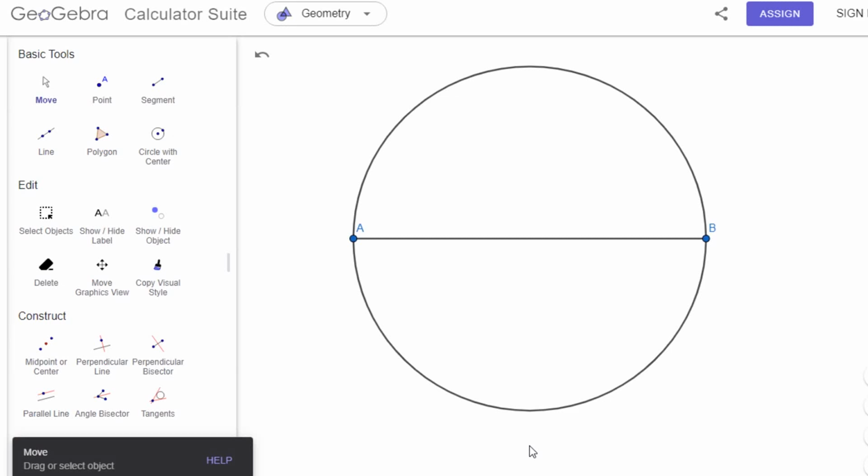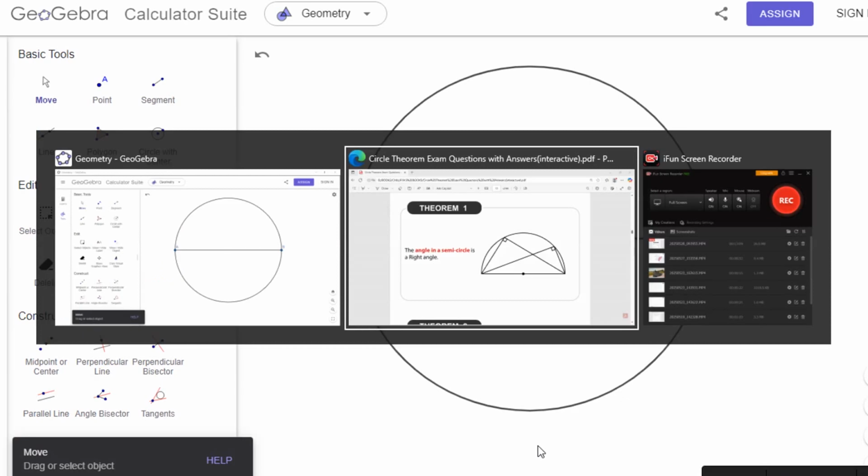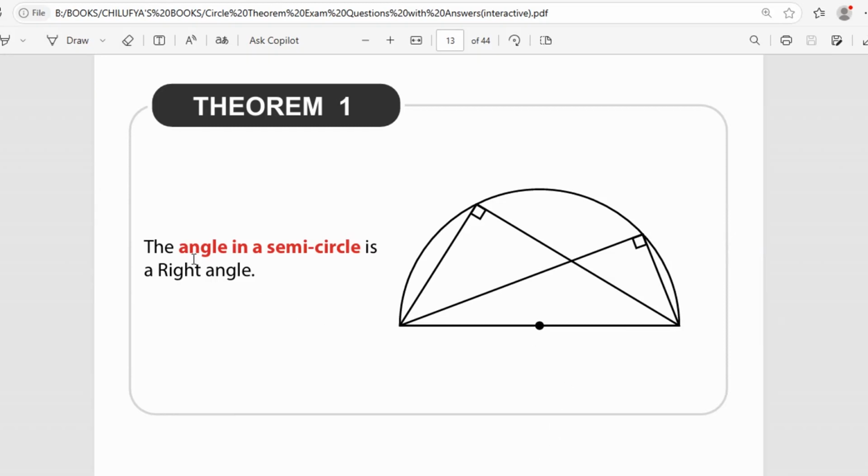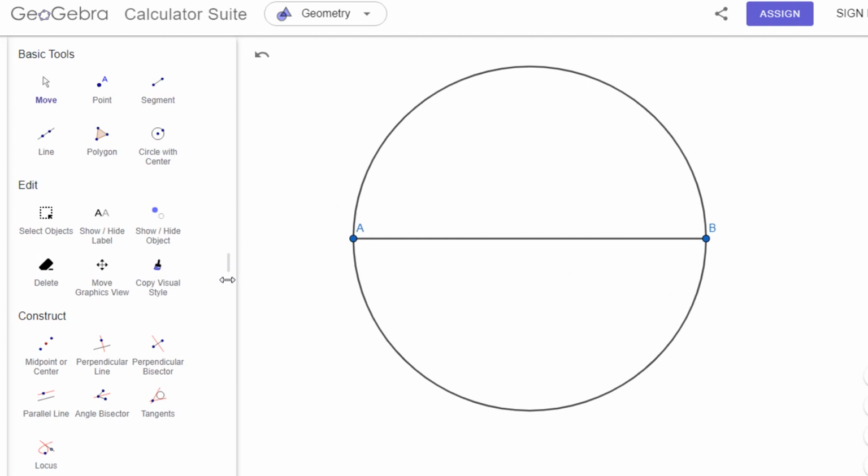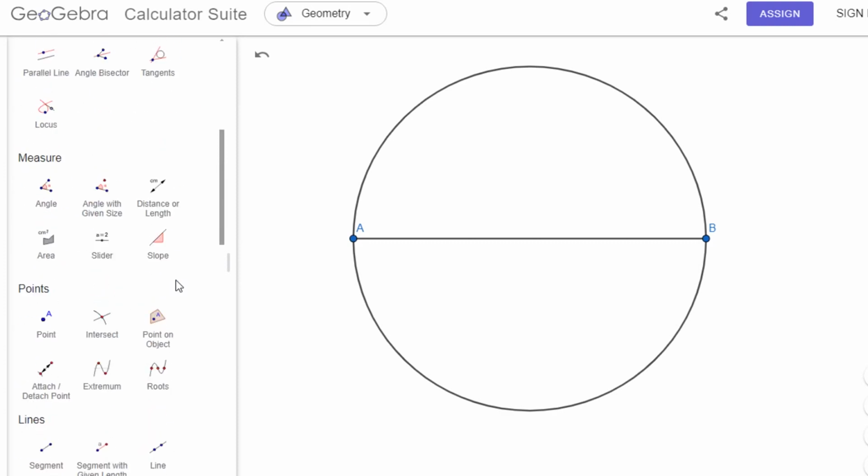So we are going to talk about angles in a semicircle. Now, what does this theorem say? This theorem states that the angle in a semicircle is a right angle. What is meant by a right angle? That means that the angle is exactly 90 degrees. Okay, this is exactly 90 degrees.